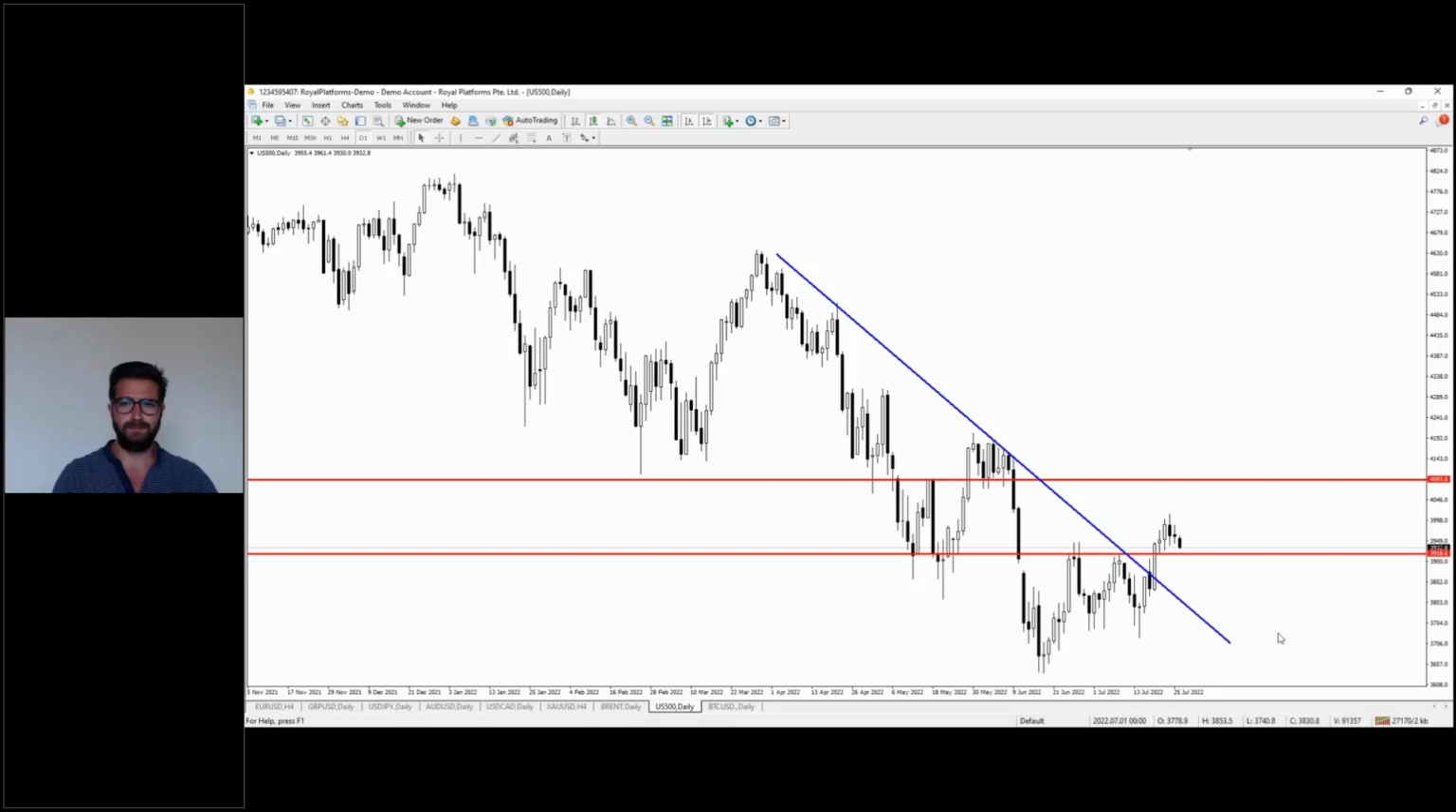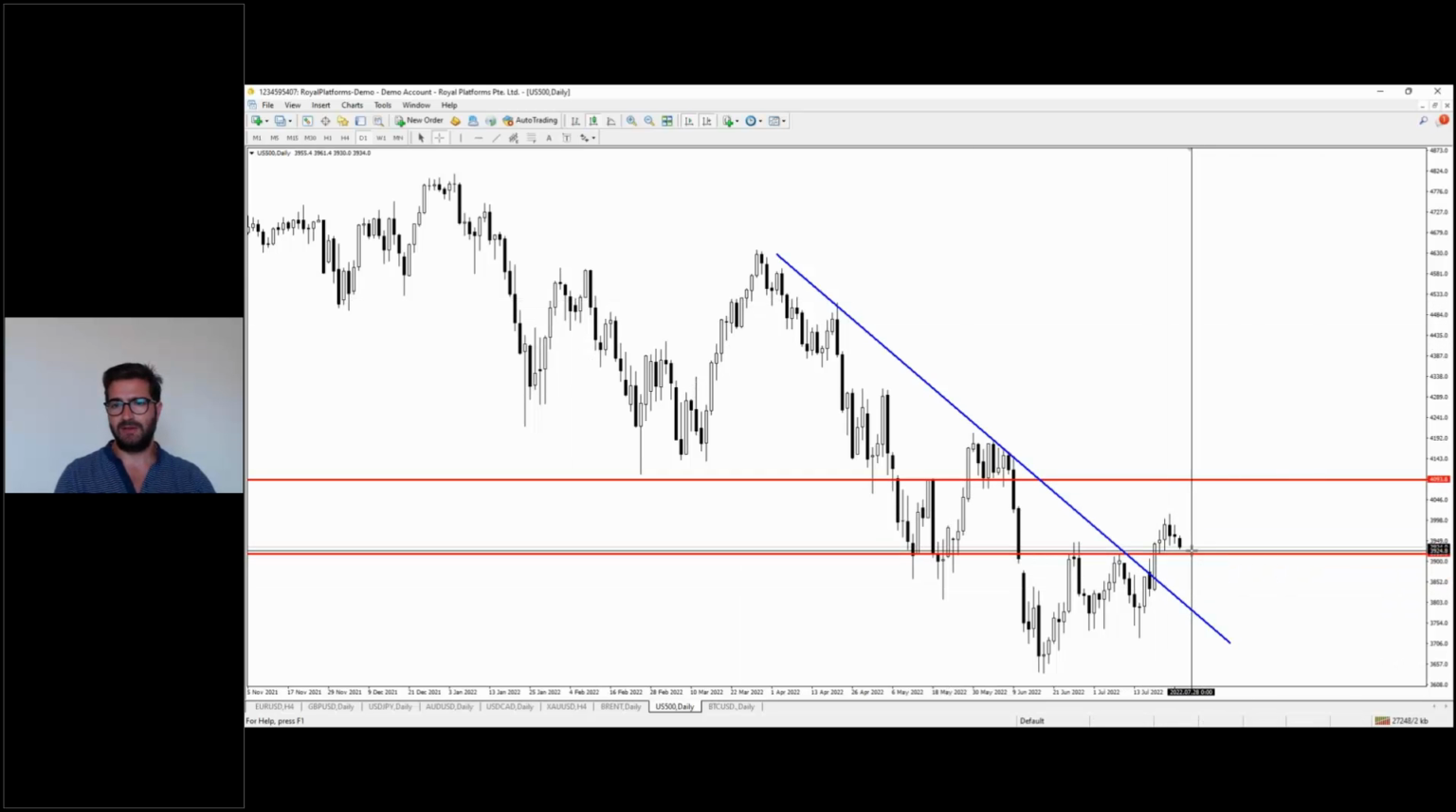US 500, we have the bearish trend line here that was broken. Okay, the market was in a clear downtrend, lower highs, lower lows, but the market posted here lower high, lower high, higher high and lower high. This is an indication that the market could change direction. Okay, so what's next for US 500?